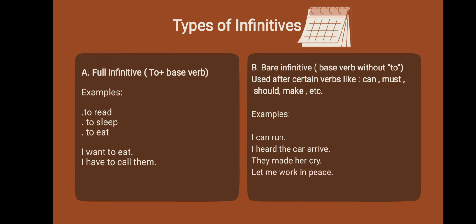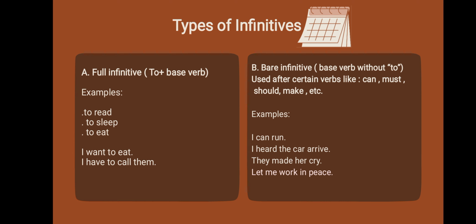Now we have this question: what are the types of infinitives? Actually, there are two main types of infinitives, full infinitive and bare infinitive. Here I explain when and how to use them. Okay, let's start with full infinitives. They are also known as to infinitives. They are the most common infinitives in writing.